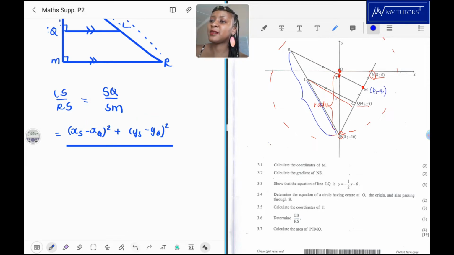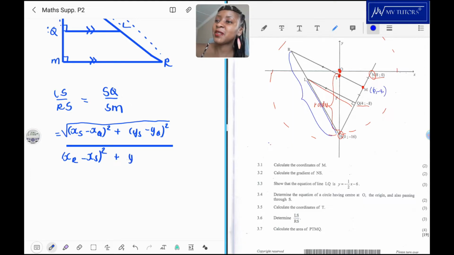Ooh, okay, no, never mind. Okay, so square root, I'll just put it by hand. And then we have the x coordinate of R minus the x coordinate of S plus the y coordinate of R minus the y coordinate of S. And that as well has to be under the square root.